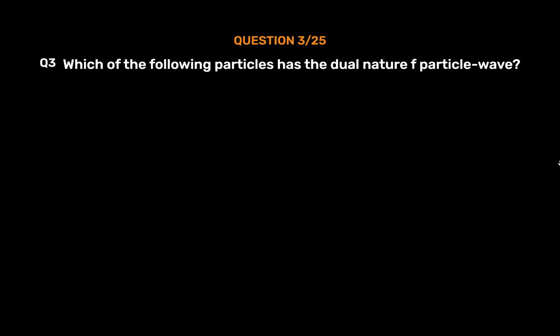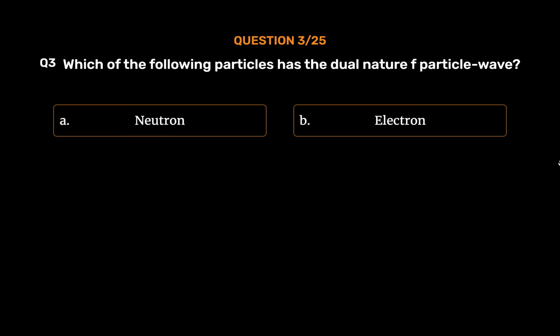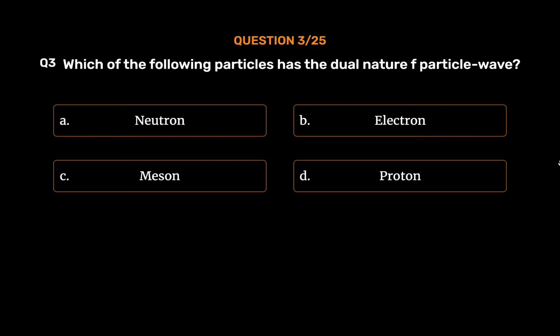Question number 3. Which of the following particles has the dual nature of particle and wave? Option A. Neutron. Option B. Electron. Option C. Meson. Option D. Proton. The correct answer is Option B.